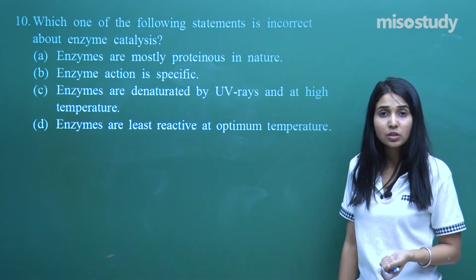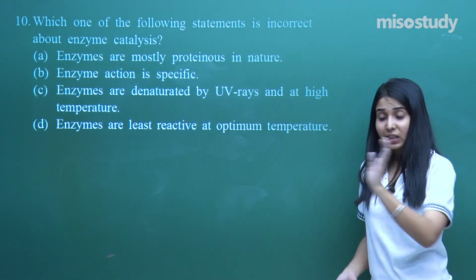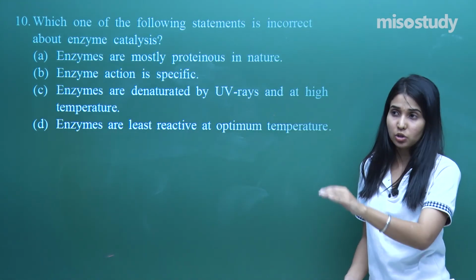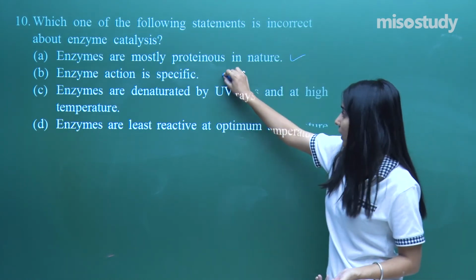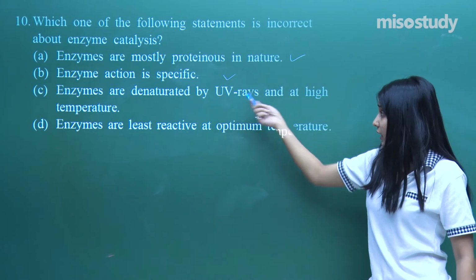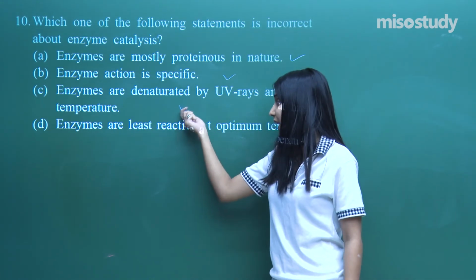Well, of course the action is specific. We have done this thing that one particular enzyme can act on a particular site, that can bring about that particular reaction and not in the other case. So of course this is correct. Then it says they are denatured by UV rays and at high temperature. Well, of course even that happens.